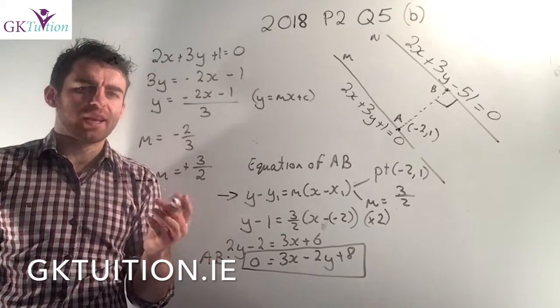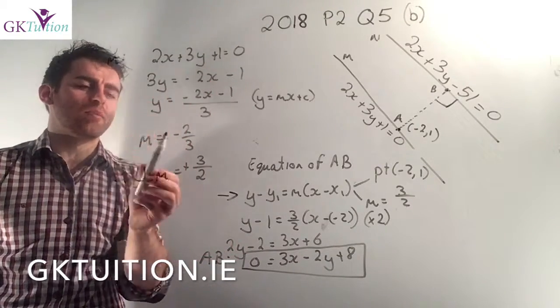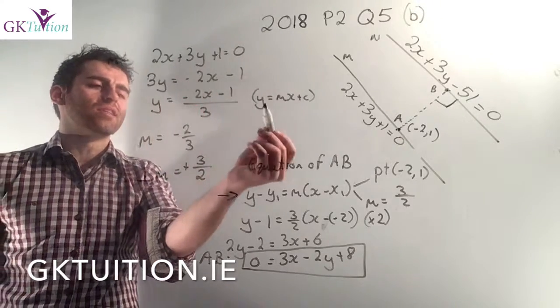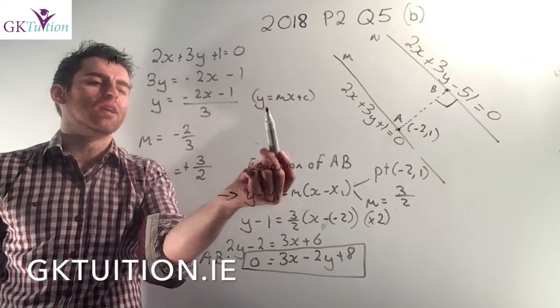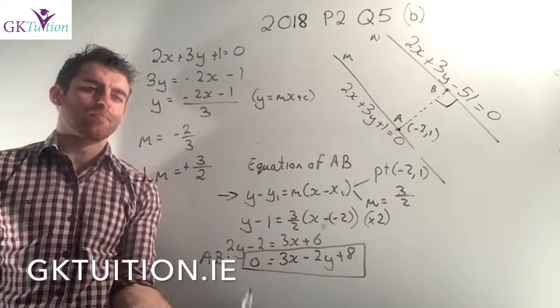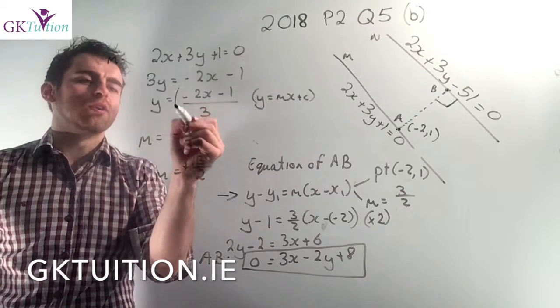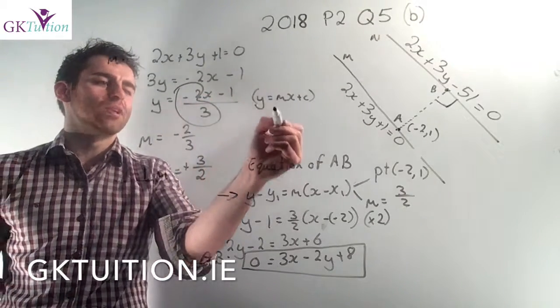There's loads of different ways of getting your slope. You could use minus A over B and you just get straight to minus 2/3. However, the way that I'm using this is I'm rewriting the equation of my line in the form y equals mx plus c. So I've isolated the y. And when I get y on its own, I know that the number in front of x is my slope.